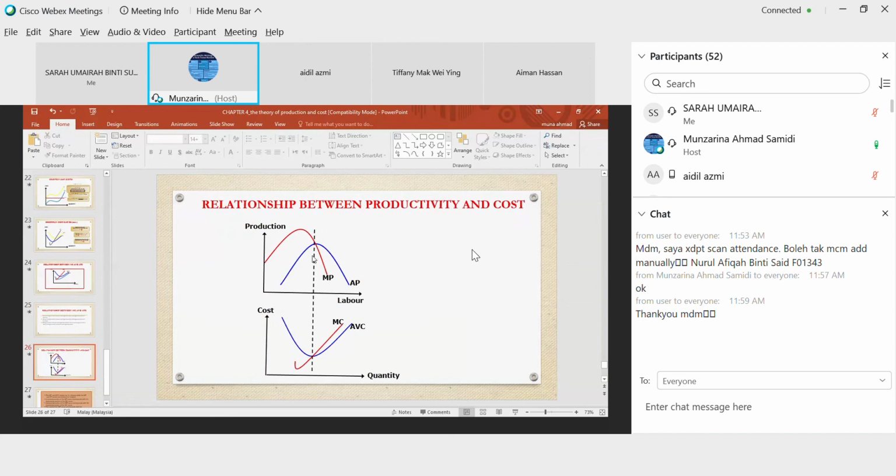Because when labor is very productive, so marginal product increases, of course the cost of labor will fall. So MC falls. But when labor becomes less productive, so their marginal productivity falls, of course marginal cost increases. When average productivity is increased, of course average cost falls. When average product falls, of course average cost increases. This is the relationship.